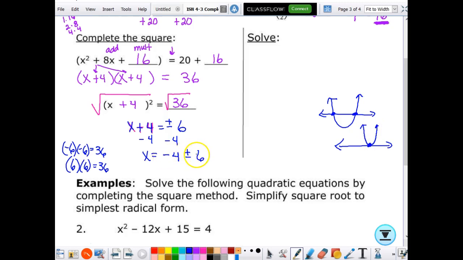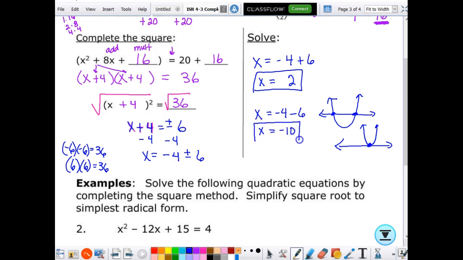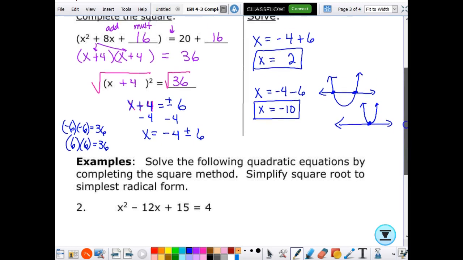So we do negative 4 plus 6. I guess we could do that here. Negative 4 plus 6, and we get 2. And we're going to do negative 4 minus 6. We do the minus and we do the plus. And we get negative 10. So x is negative 10 and x is 2. So it's really not that bad. Okay? It's really not that bad.